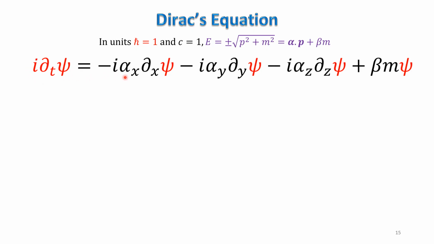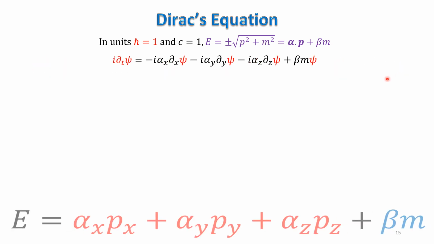minus i times alpha x del x. Actually it is slope in x. So minus i times slope in x represents the momentum operator. So that will be operated on psi. It will give you p psi, px psi. So alpha x px is taken care of here. Similarly alpha y py, alpha z pz, and then beta m psi, where this m is rest mass.